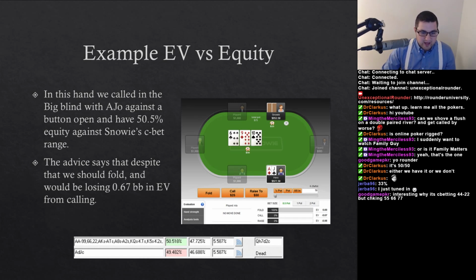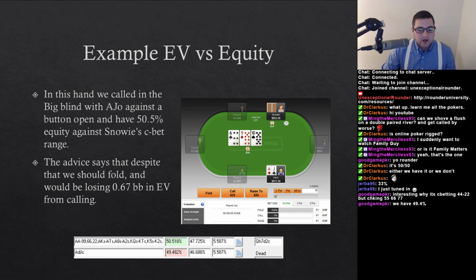And it shows that we have a negative expectation. So even though some people would look at this and say, well, we have 50% equity, about half of that pot should be ours, we're actually expected to lose almost one big blind, 0.67 big blinds on average with this spot. So that advice says despite our equity, we should fold because we'd be losing 0.67 big blinds in EV from calling. So that, I think, is a pretty clear example.